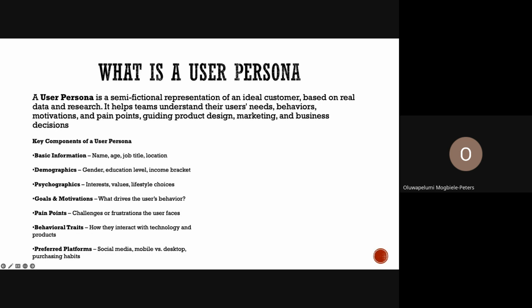What are the goals and motivations of your character? What drives the user's behavior? What moves the user? What are the pain points of this persona? Behavioral traits: how do they interact with technology and products? Platforms: where will you find them on social media? What kind of phone do they use? Is it mobile or desktop? Or their purchasing habits? These are things that must be contained in your user persona when you're writing it out.